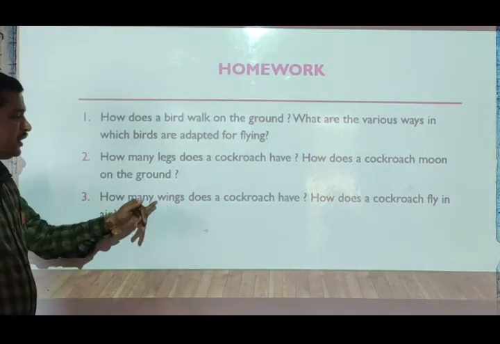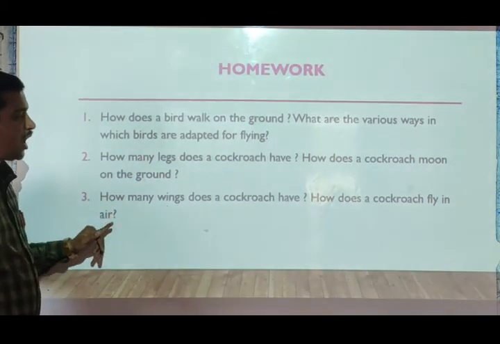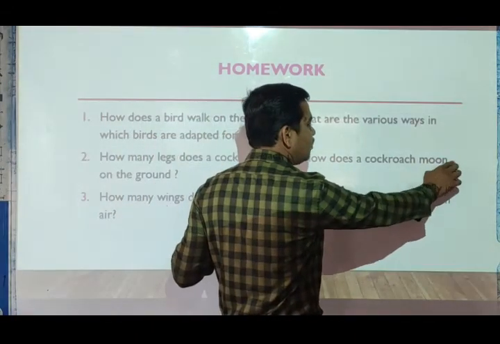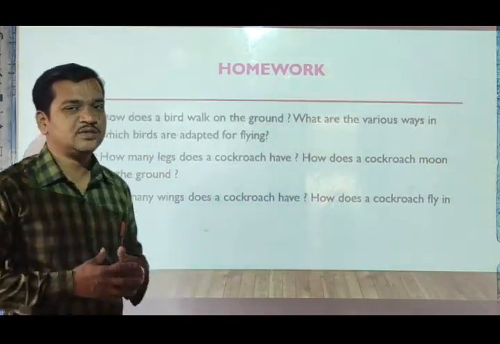Third question, how many wings does a cockroach have? How does a cockroach fly in air? So only one correction you can do here, M-O-V-E, move. Okay, so this is your homework.